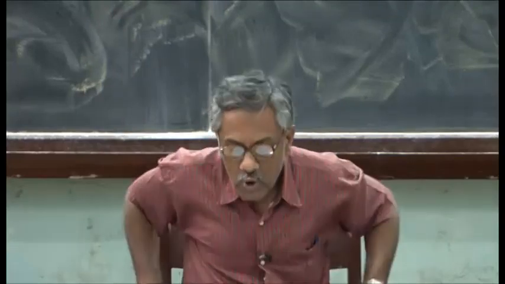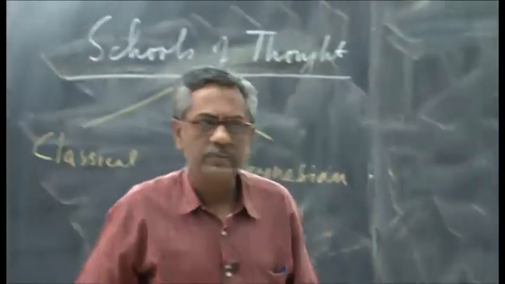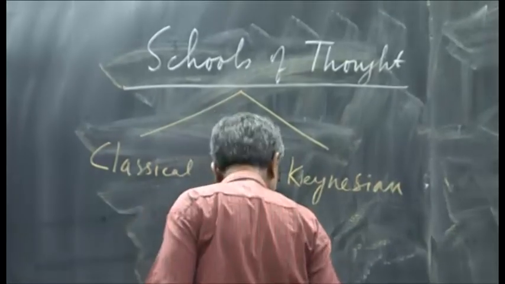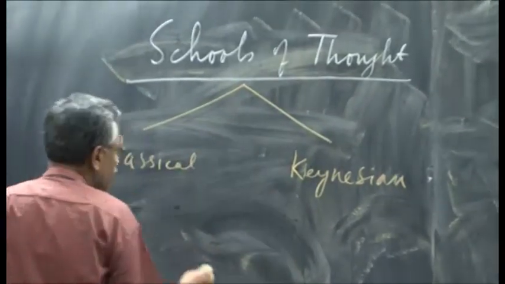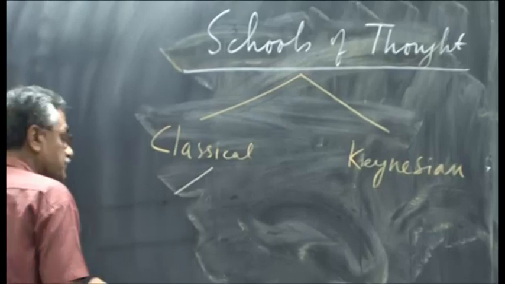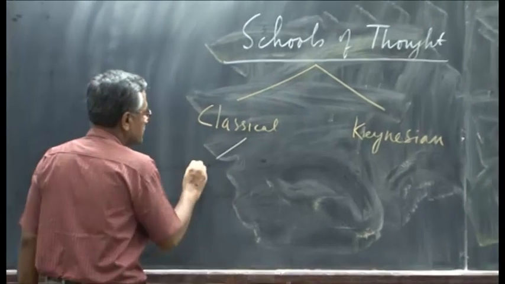All right. Then from the classical macroeconomists, there are two offshoots, and broadly speaking, there are two kinds of things that happened. One was the monetarists.